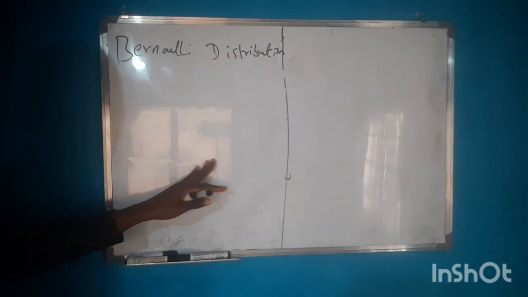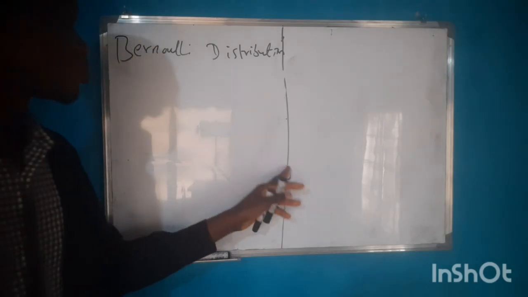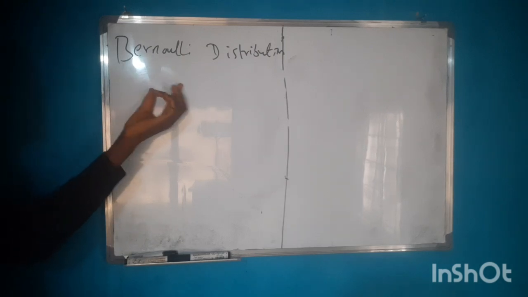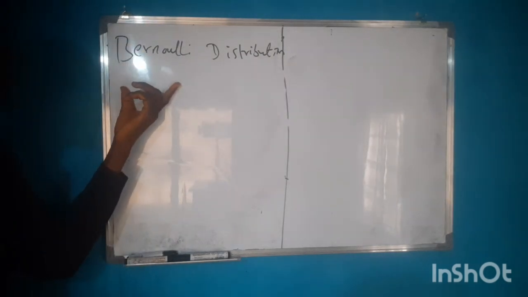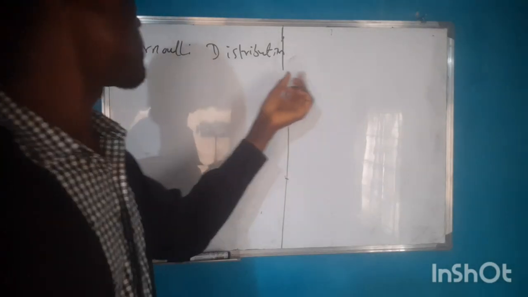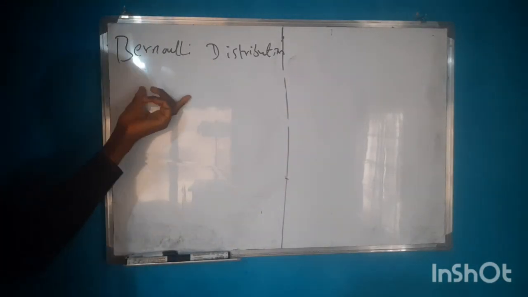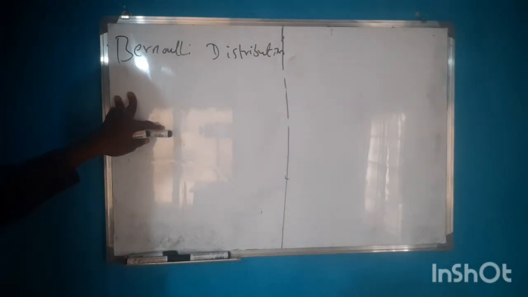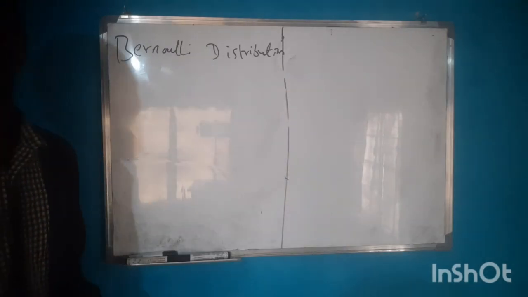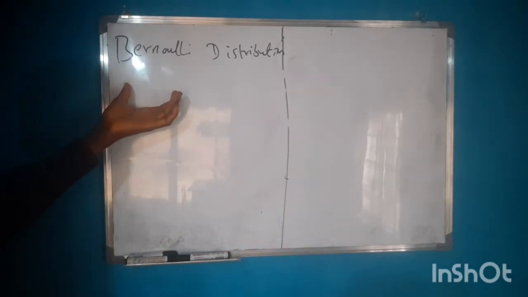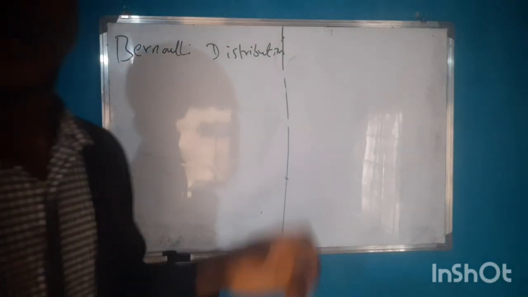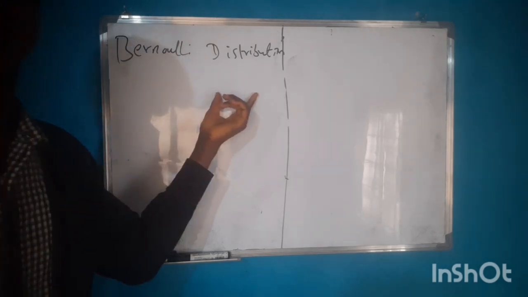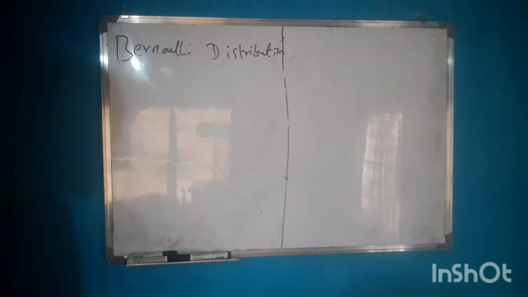In many real life experiments, we normally have two possible outcomes. For instance, if a student takes a test, he or she either passes or fails. If a product is being inspected, it is either defective or good. If a coin is tossed, you obtain either a head or a tail. All those experiments that have only two possible outcomes are called Bernoulli experiments. An experiment with only two possible outcomes is called a Bernoulli experiment.